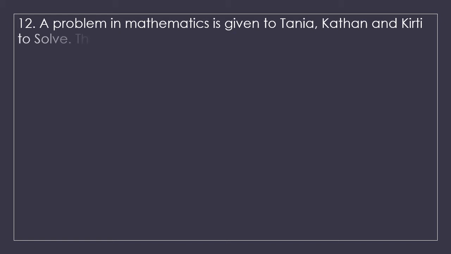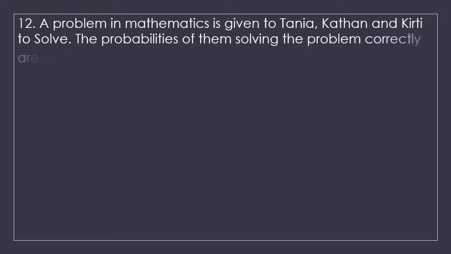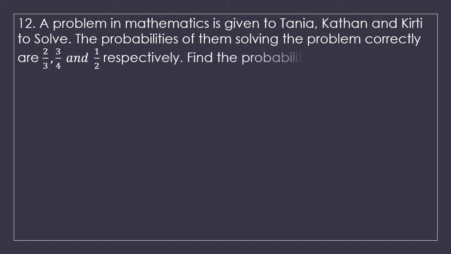Question number 12. A problem in mathematics is given to Tanya, Kathan and Kirti to solve. The probabilities of them solving the problem correctly are 2 upon 3, 3 upon 4 and 1 upon 2 respectively. We have to find the probability that the problem is solved correctly. That means the problem is solved correctly.